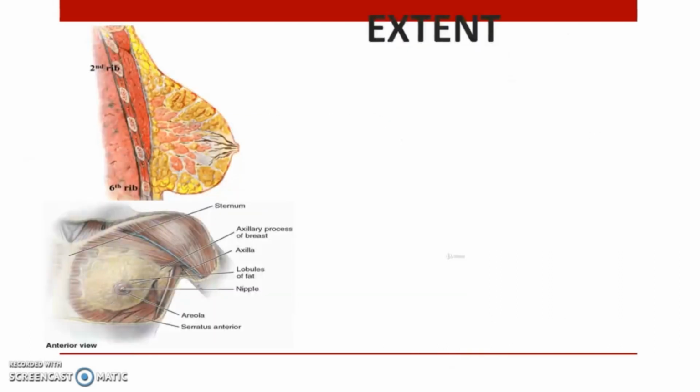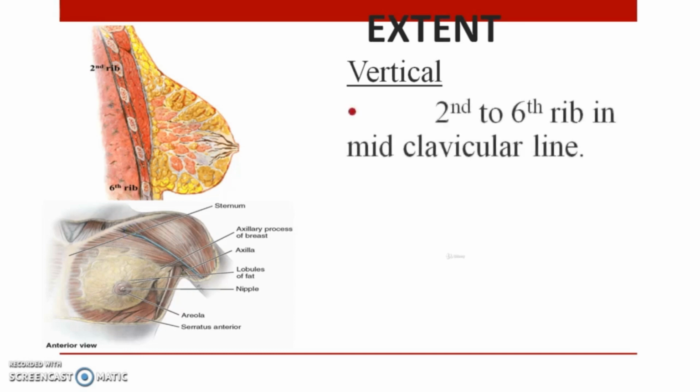Now coming to the extent of this mammary gland, which we are dividing both in vertical and horizontal level. So in vertical level, if you are taking in anatomical position, the vertical extent of this mammary gland is counted by its ribs. So we have 12 ribs altogether. In this, the mammary gland is situated between the second to sixth rib, and it is calculated in the mid-clavicular line. So mammary gland extends vertically from second to sixth rib in the mid-clavicular line.